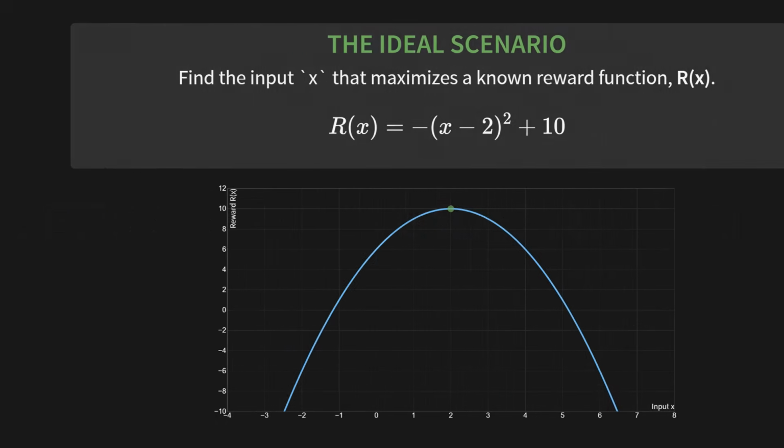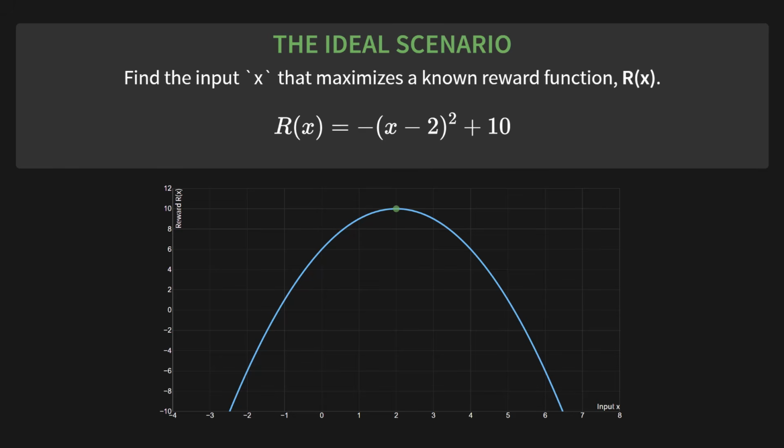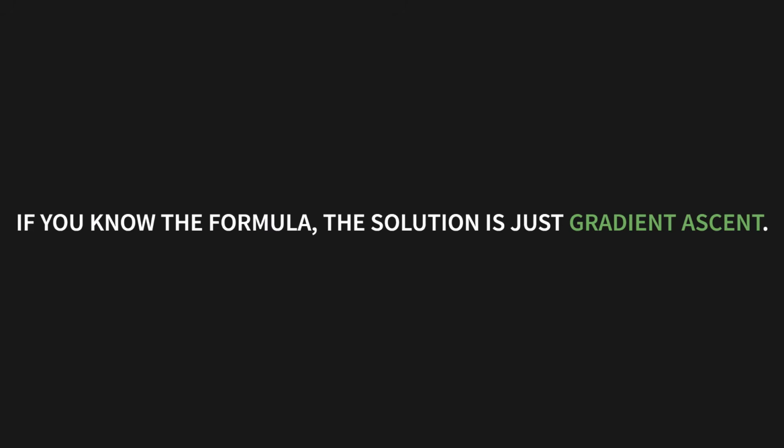Let's start with a simple goal. Imagine this ideal scenario. We want to find the input, let's call it x, that maximizes a known reward function, r(x). For our example, let's say the reward function is r(x) = -(x - 2)^2 + 10. You can see it on the screen. It's just a simple, clean parabola with a peak. Now, if you know the formula, this is a solved problem. The solution is just gradient ascent.